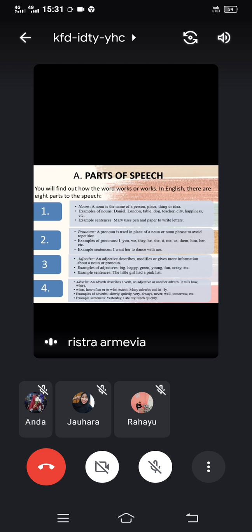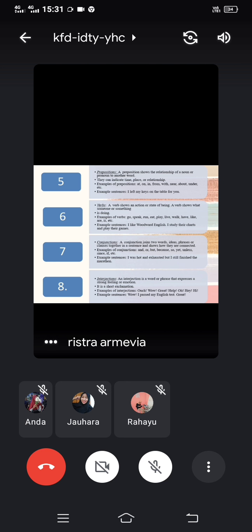Number 4, adverbs. An adverb describes a verb, an adjective, or another adverb. It tells how, where, when, how often, or to what extent. Many adverbs end in -ly. Examples of adverbs: slowly, quickly, very, always, never, well, tomorrow. Example sentence: Yesterday I ate my lunch quickly.